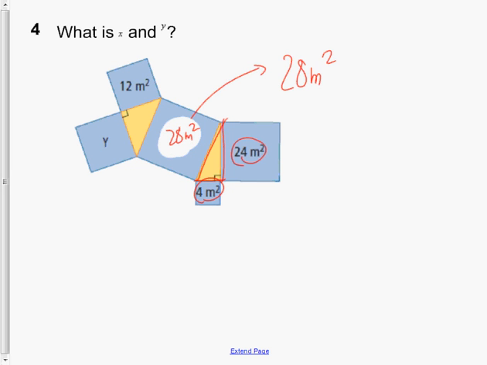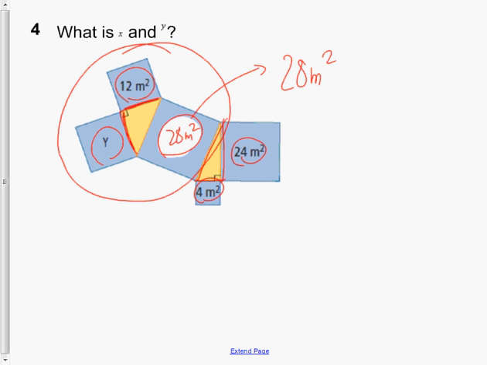So now that we know that, we have another right triangle over here. This is a leg, and this is a leg. So this number plus this number gives me this number. So therefore, y must have an area of 16 meters squared.